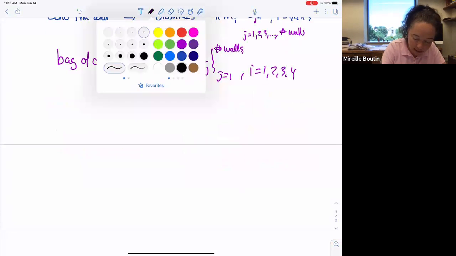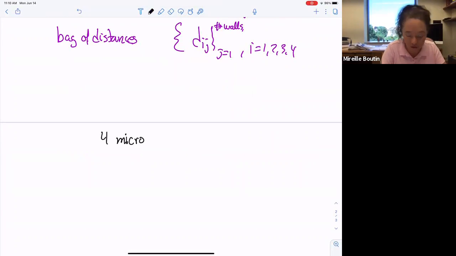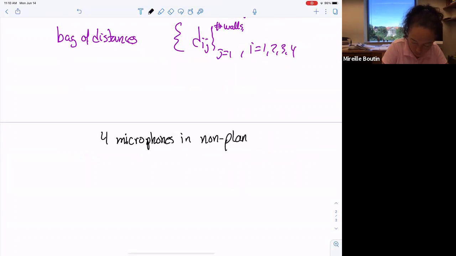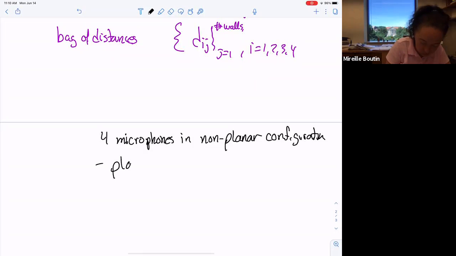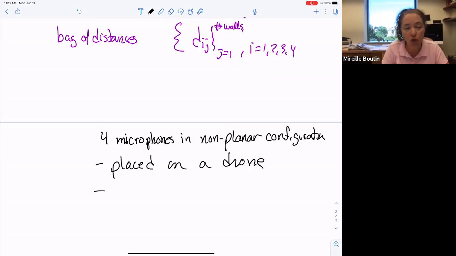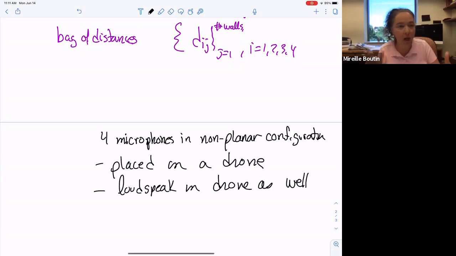You can set up the problems in different ways. You can have 4 microphones in non-planar configurations. Or you could place those 4 microphones in non-planar configuration on the drone. And then the drone moves around. And you can also, if you want to, place the loudspeaker on the drone as well. These are all potential experimental setups.